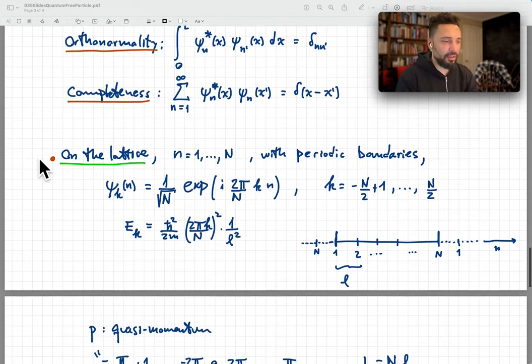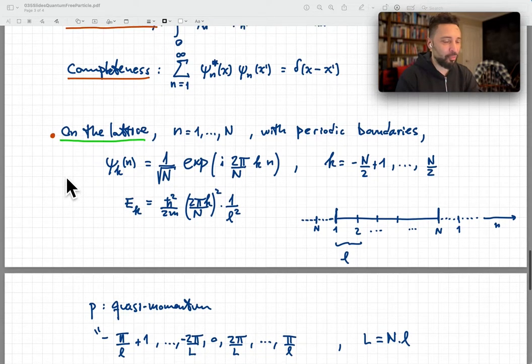Finally, something that is close to my heart, I have to mention what happens on the lattice.